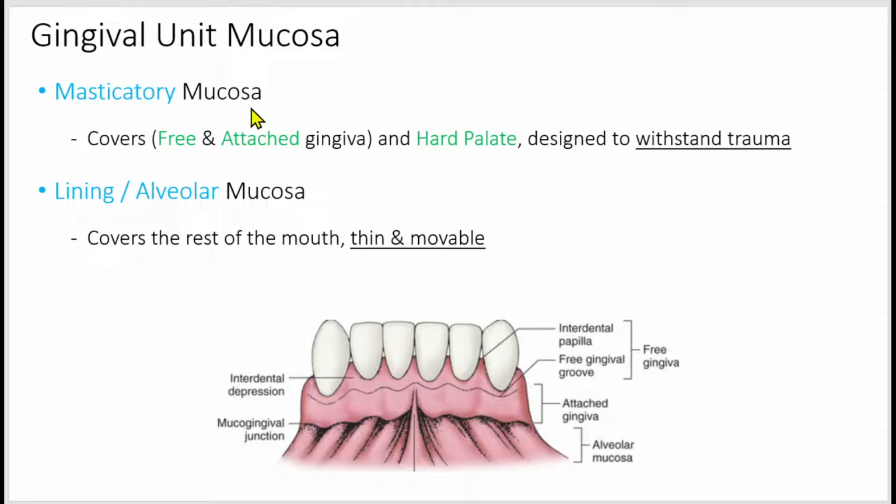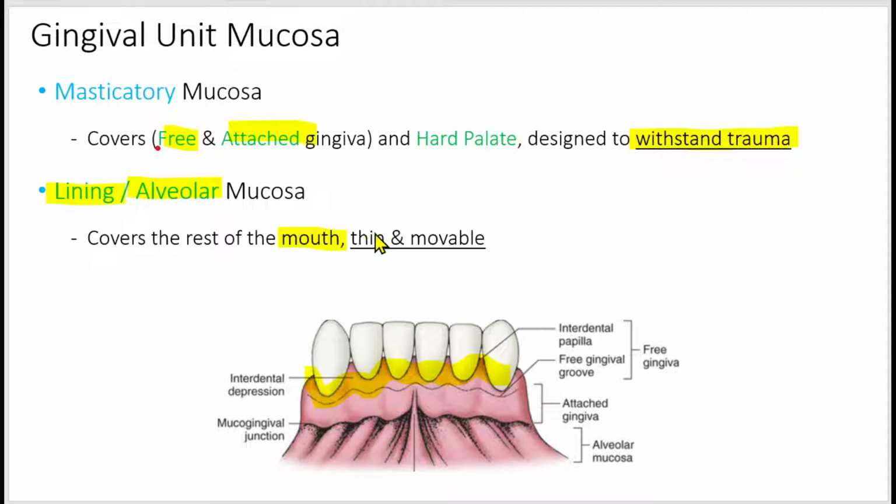That type of mucosa, that type of tissue that covers the free and attached gingiva, is actually designed to withstand trauma a little more, because again, from the name, it's masticatory, so it's around the surfaces that we bite on or we eat food around. So food can touch here and can cause some trauma if it's not covered by the masticatory mucosa. While the lining mucosa, on the other hand, technically is also part of the alveolar mucosa. It covers it and covers the rest of the mouth.